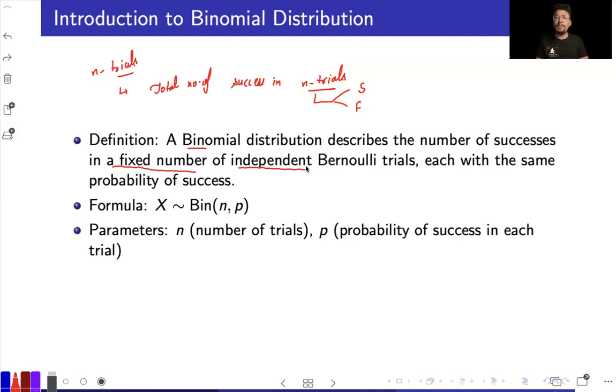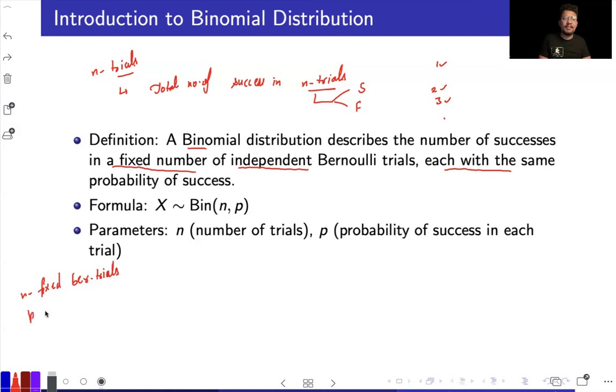Okay, in this particular part, there is one more point: each with the same probability of success. Like if you go for the first trial, the second trial, the third trial, and so on, in every trial the probability of success must remain the same. The probability can't change. That is the idea for the binomial distribution. Okay, so we are having n number of fixed Bernoulli trials.